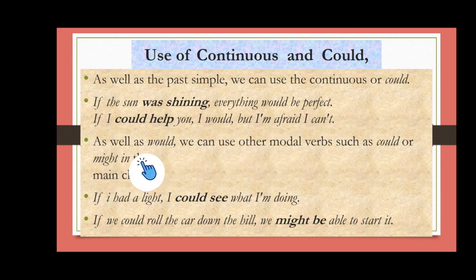As well as that, we can use other modal verbs such as could or might in the main clause. For example, if I had a light, I could see what I'm doing. Do I have a light? No. I could see what I'm doing. Can I see what I'm doing? No. I'm just imagining. If we could roll the car down the hill, we might be late to start it. So again, as I told, we can use could in the main clause, in the conditional clause, and we can use might in the main clause or result clause.